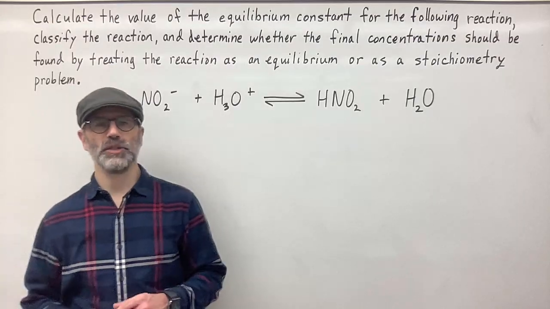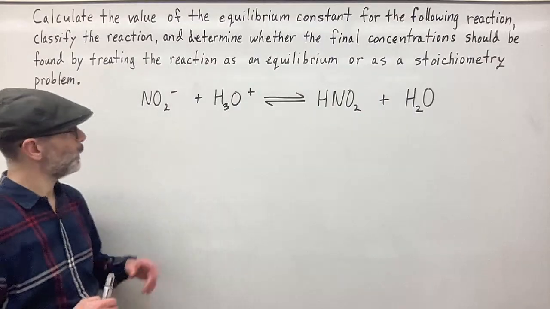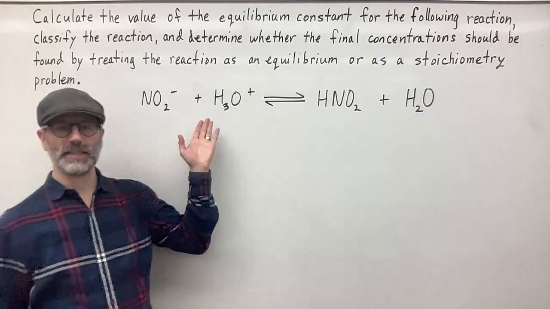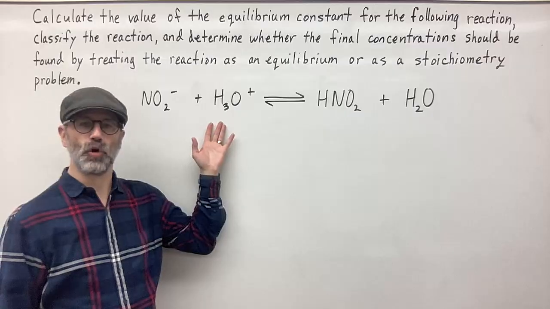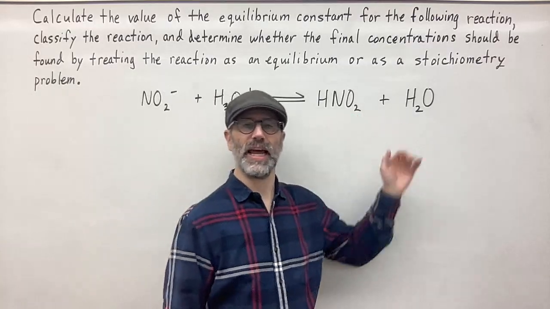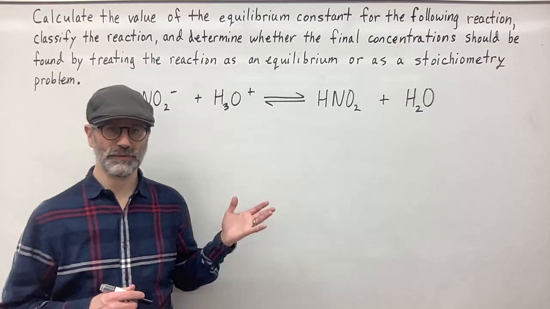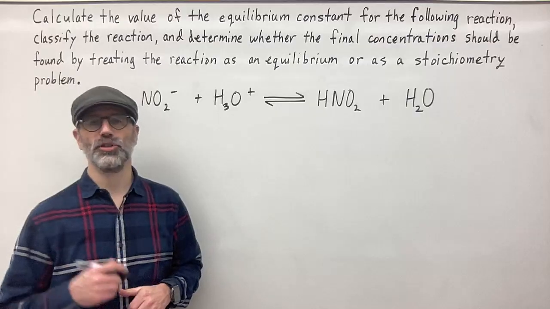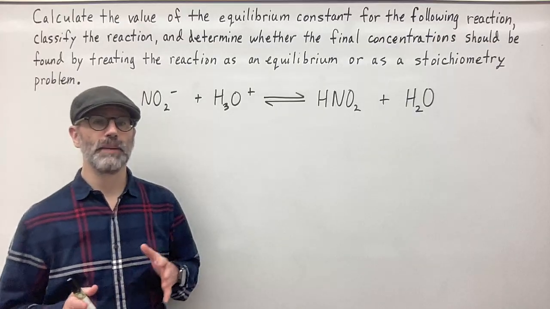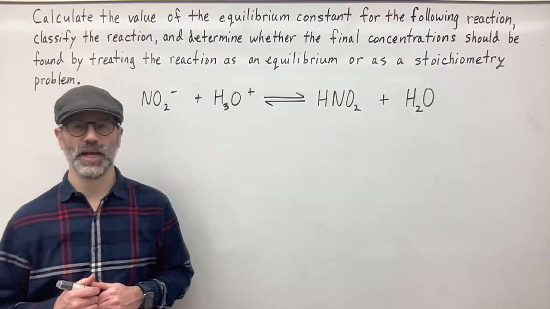Okay, so in this problem we're asked to calculate the value of the equilibrium constant for the following reaction. So we have NO2 minus, the nitrite ion, reacting with H3O plus, the hydronium ion, to produce HNO2 and H2O. And we're asked to classify this reaction and also to determine whether or not the final concentrations can be found by treating this as an equilibrium problem or as a stoichiometry problem.